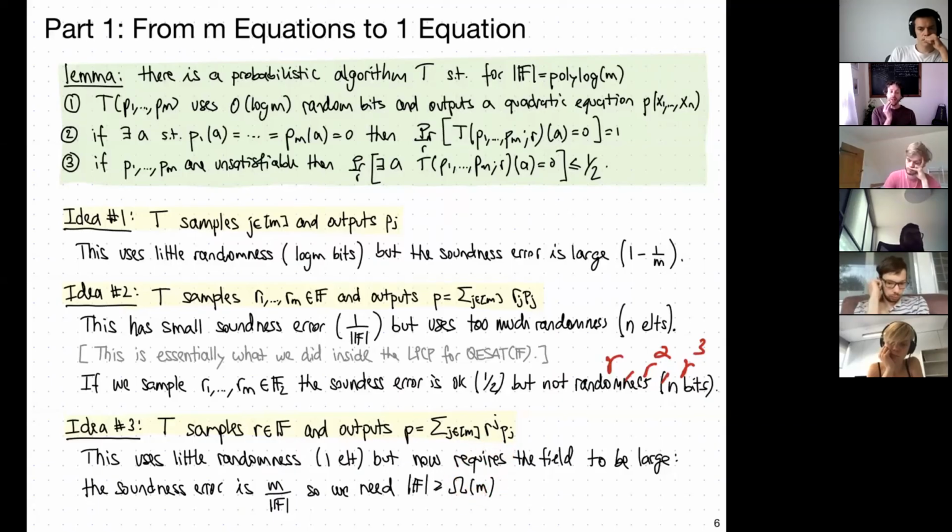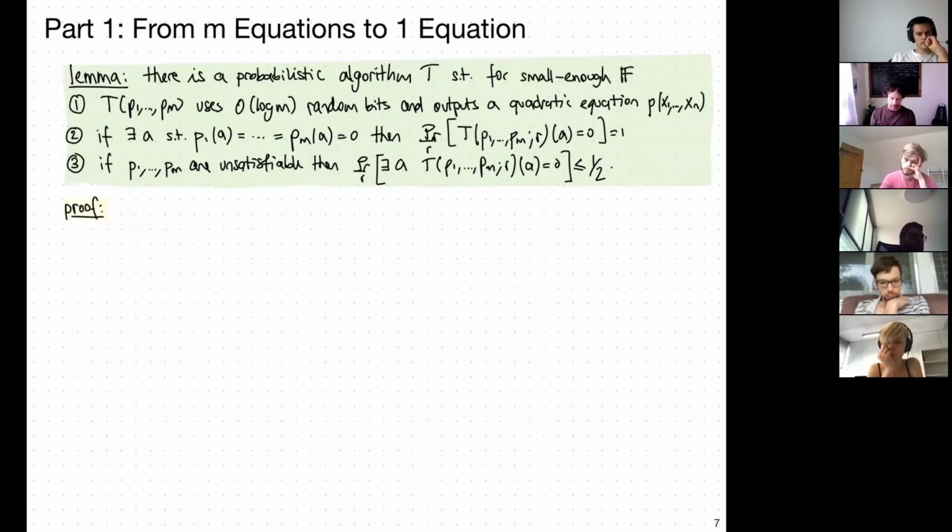So we're a bit in a pickle, because we want to implement something which is between idea 3 and idea 2. On the one hand, we want to maintain a small field size, but on the other hand, we also want to use very few random elements. So how can we do that? What's the actual solution? Tom?